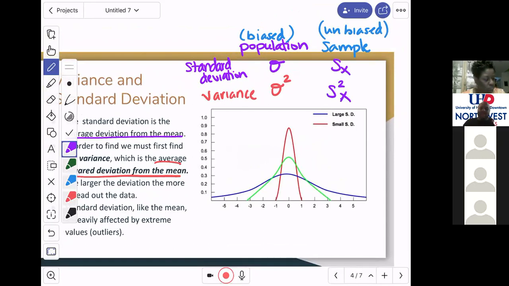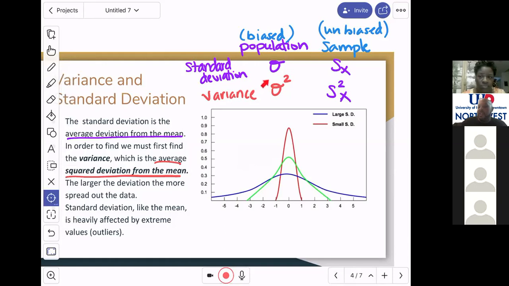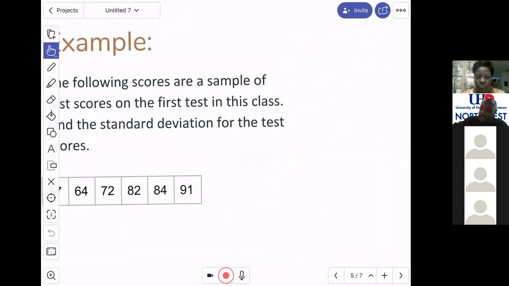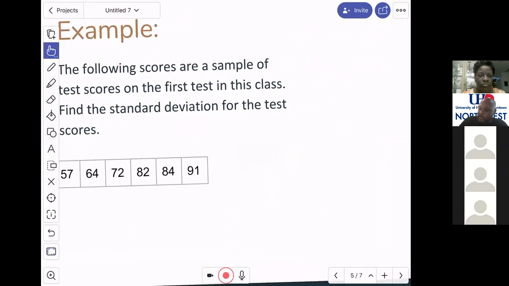And again, the only real big difference is that the population values divide by a bigger number when you find the average. The sample divides by one less than that number. So here's the example we looked at last time, right? And there's two types of standard deviations again.